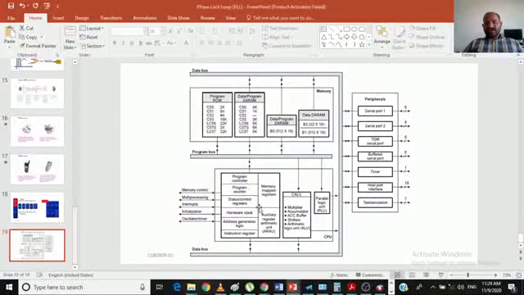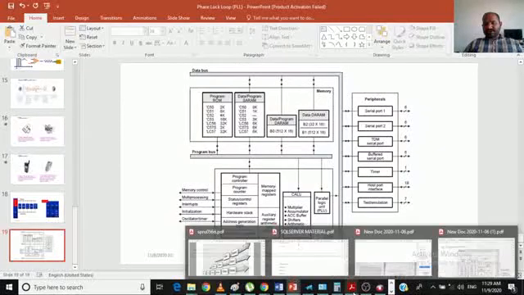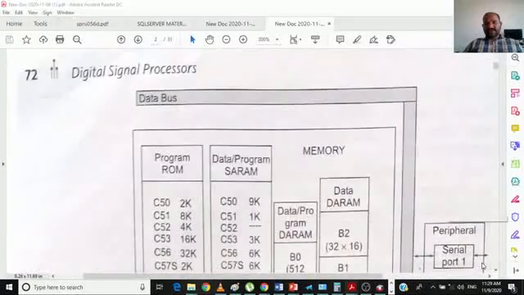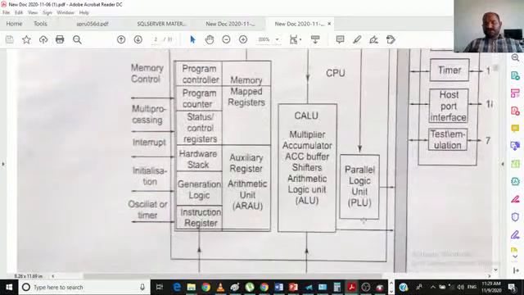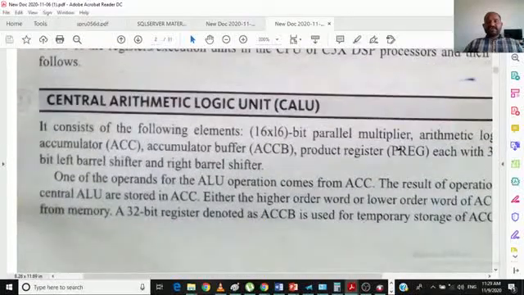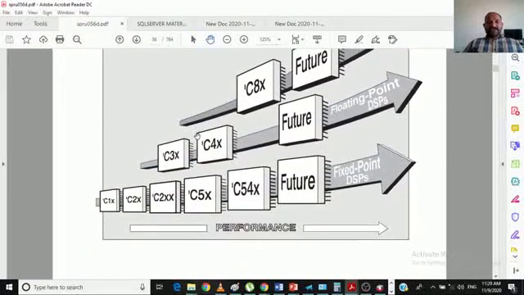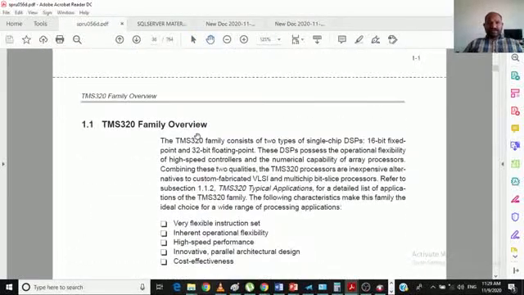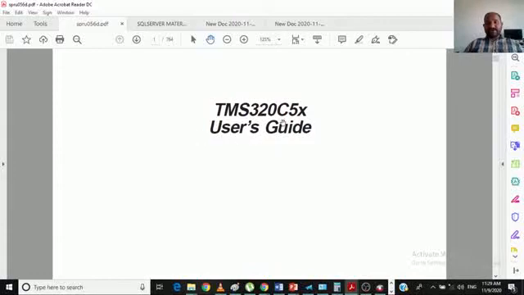Now what I'll do is I'll take the PDF from your textbook. I'm following your textbook only, and I'm directly giving the explanation. So, central arithmetic logic unit. I'm using the TMS320 family user guide. If you want, I'll show this one. Yeah, it is a user guide.